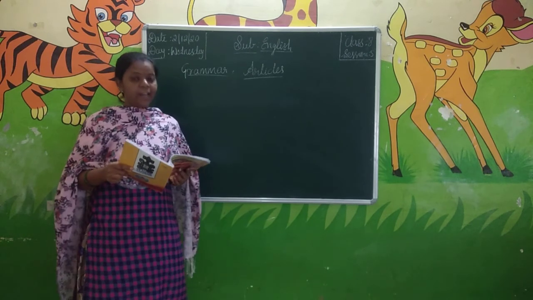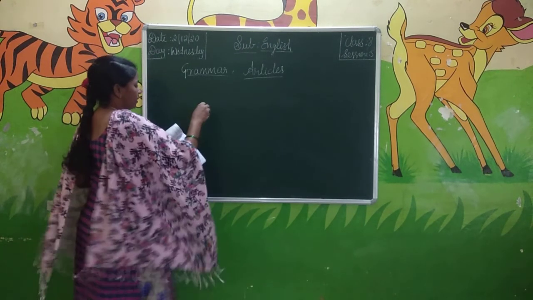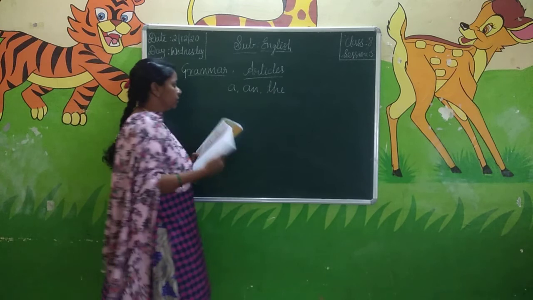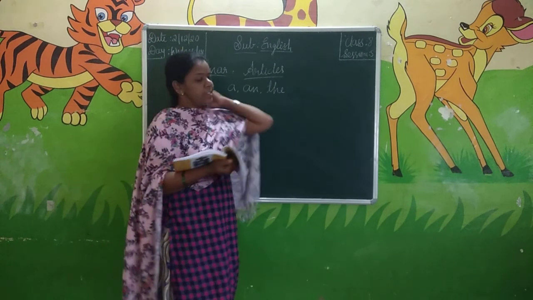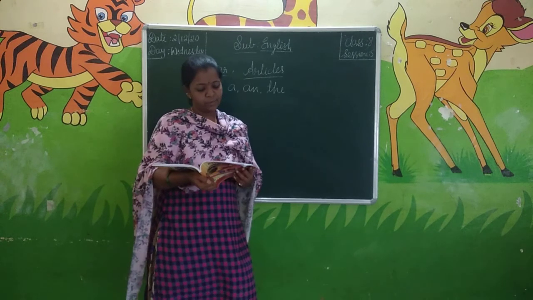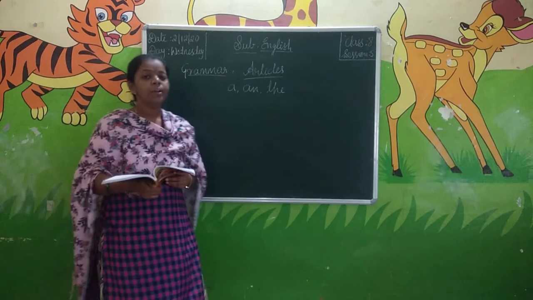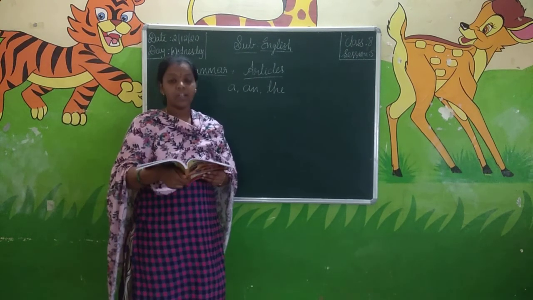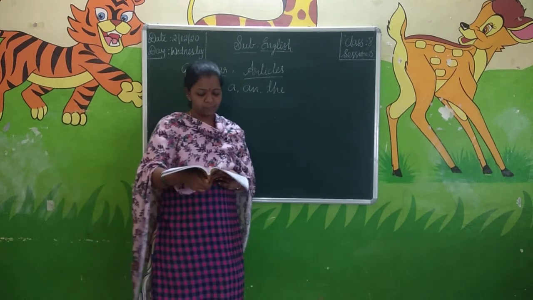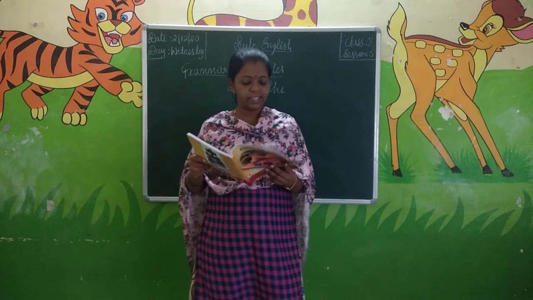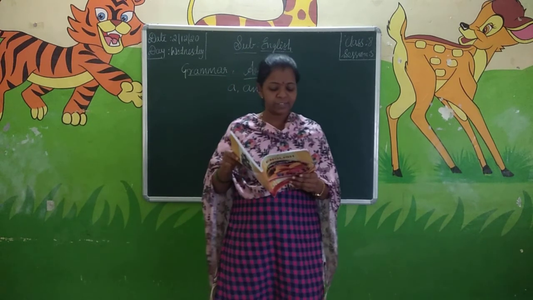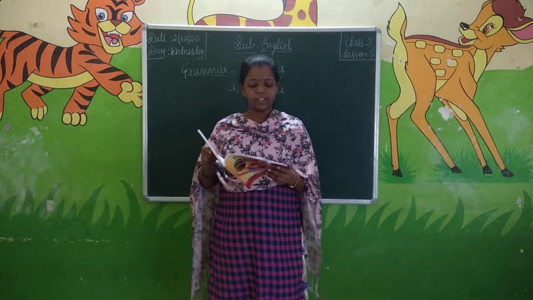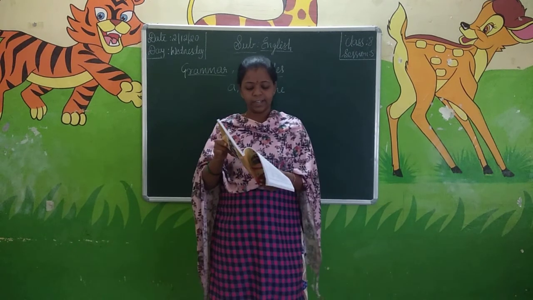The words a, an, the are called articles. These are generally used before a common noun. The article a is used with a word beginning with a consonant sound, irrespective of whether the word begins with a vowel letter or a consonant letter.